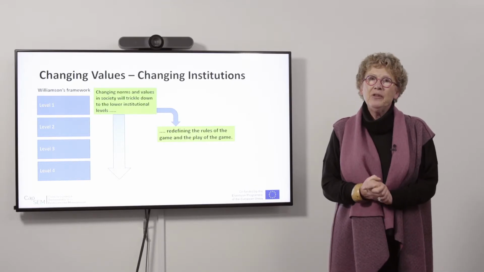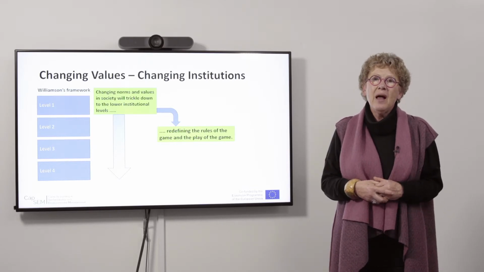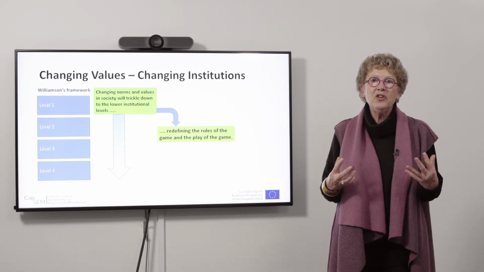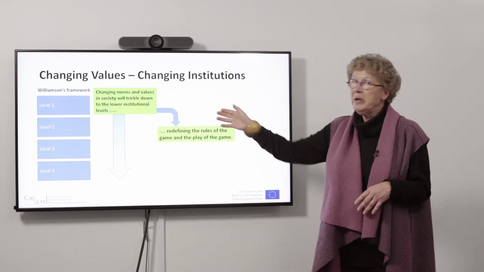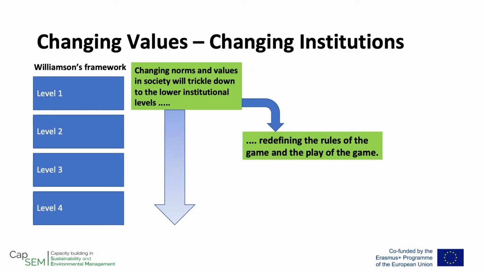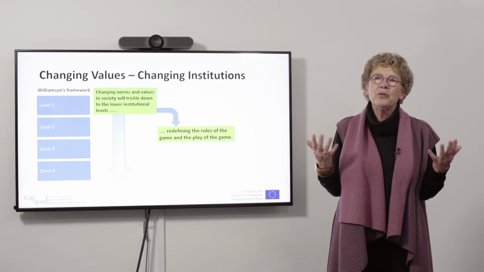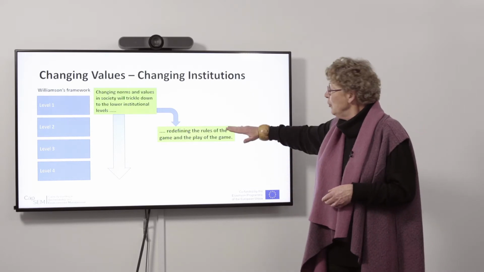Such a value shift in society occurs at the top level in Williamson's institutional framework, and this sets the scene for the emergence of new formal institutions in law and regulations at lower levels of the framework. As public support for a more sustainable use of precious natural resources is growing, it is only a matter of time for the rules of the game to be redefined through new institutions.